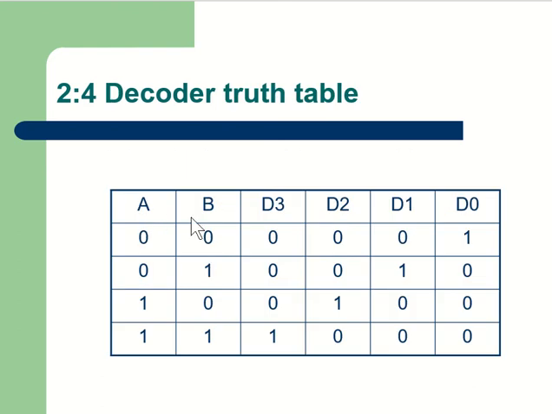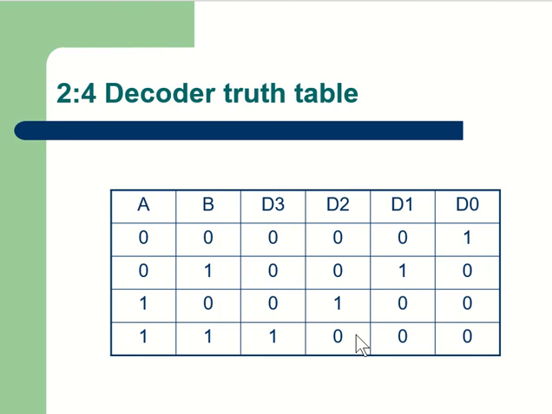So as I said, A, B are the inputs, D3, D2, D1, D0 are the outputs. So when A is 0, B is 0, output D0 will be 1, the rest of the outputs will be zeros. In case 2, when A is 0, B is 1, variable D1 will be high, the rest 3 will be low. In case 3, when A is 1, B is 0, variable D2 will be 1, the rest will be zeros. And case 4, where A and B are 1 1, D3 will be 1, the rest will be zeros.